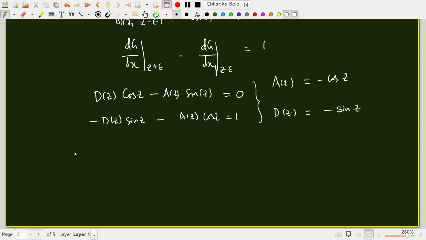Okay, therefore the Green's function g of x z will take the following form: minus cos z sin x, x less than z; minus sin z cos x, x greater than z. So this is the Green's function.